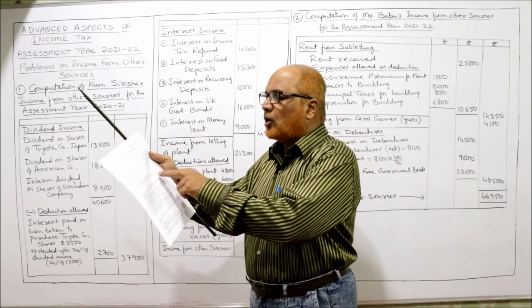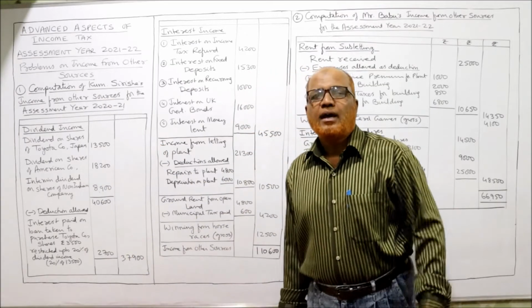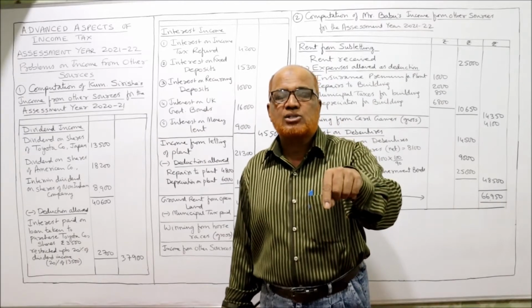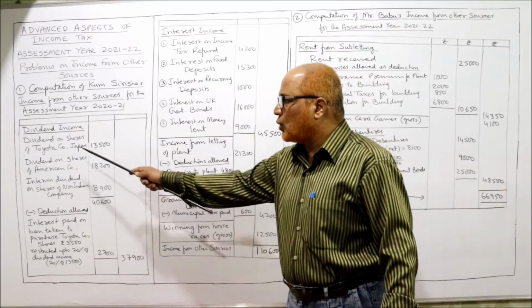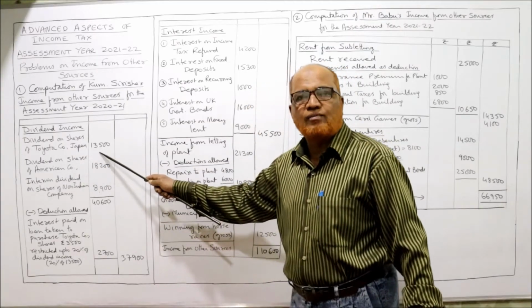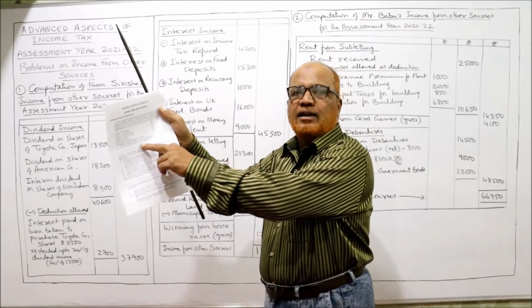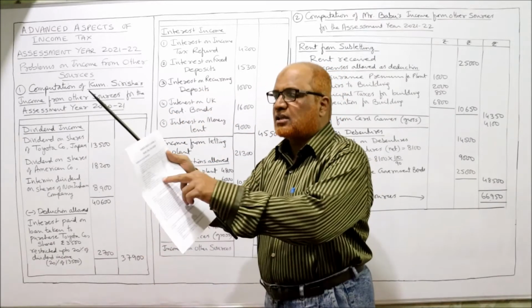Now, interest paid on loan taken to purchase Toyota company shares is 3,500. How much dividend did we get from Toyota company shares? 13,500. And the interest paid on the loan taken to purchase these Toyota company shares is 3,500.